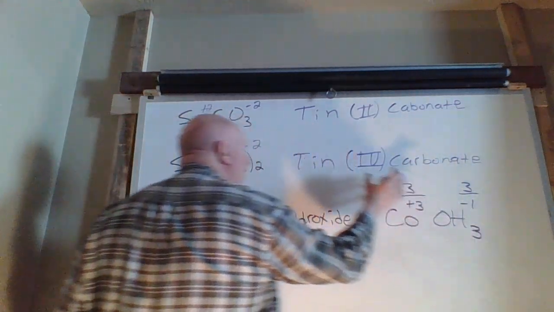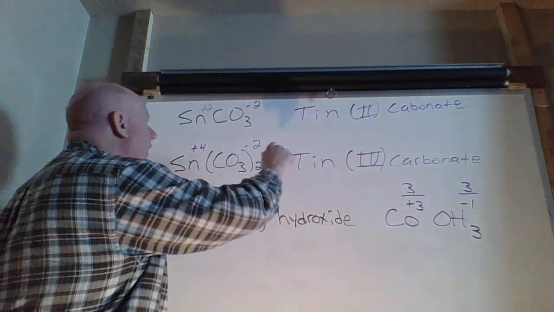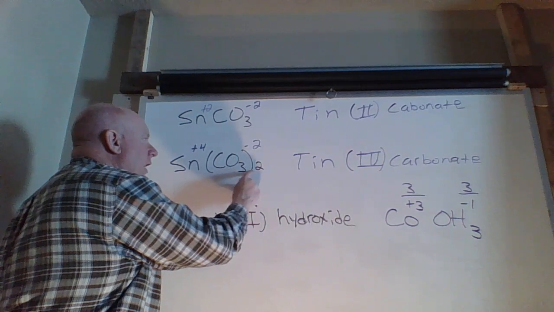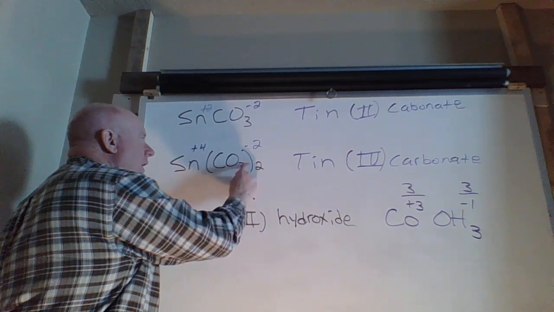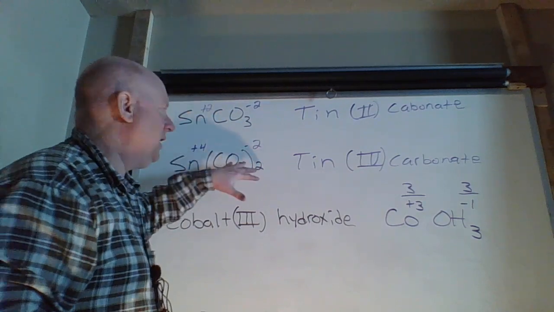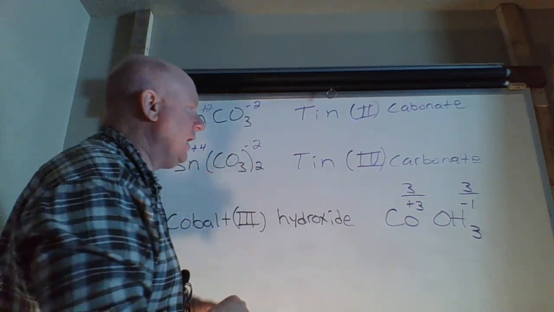Because notice how we had this example up here. Notice we don't have CO3 and then 2. We don't have 32 oxygens. We want 2 carbonate ions. So this is the same type of concept.